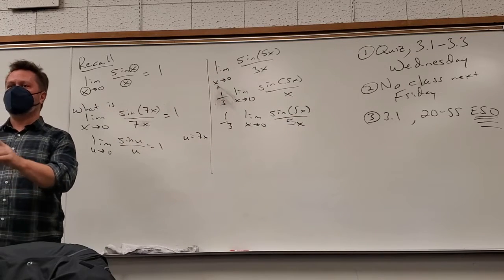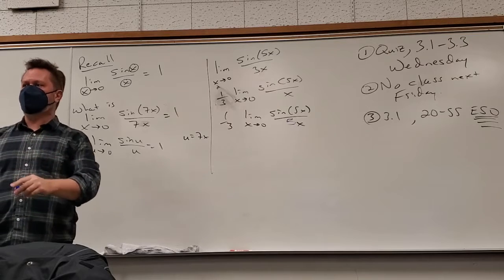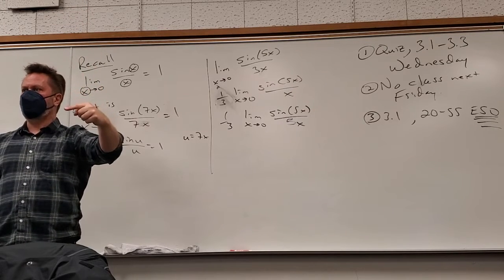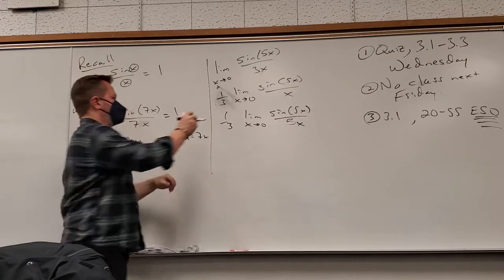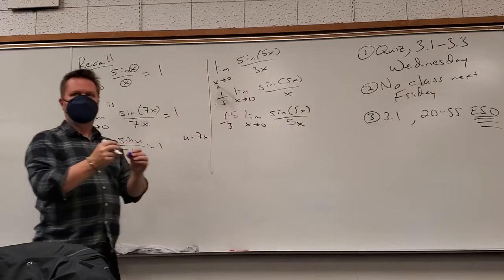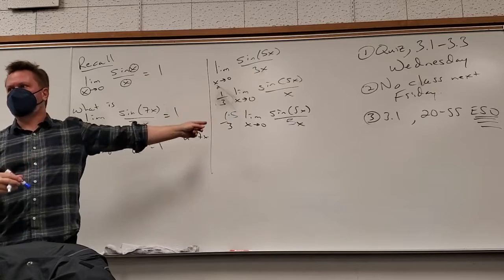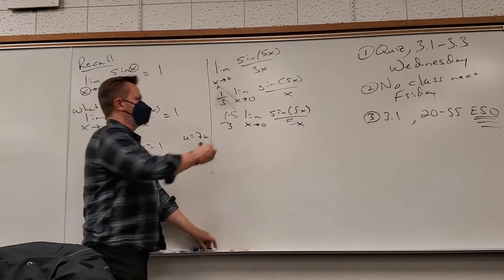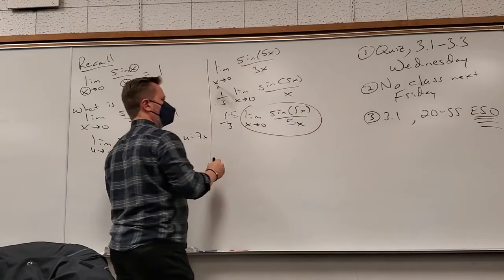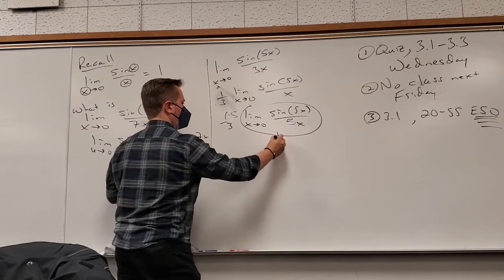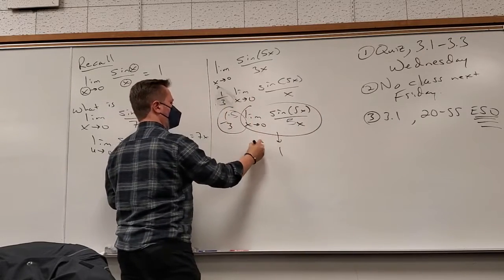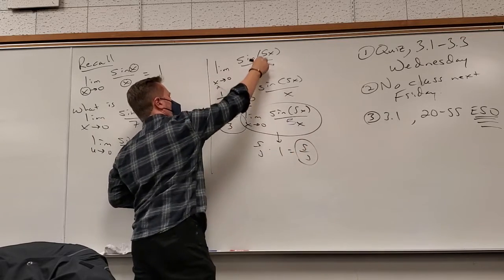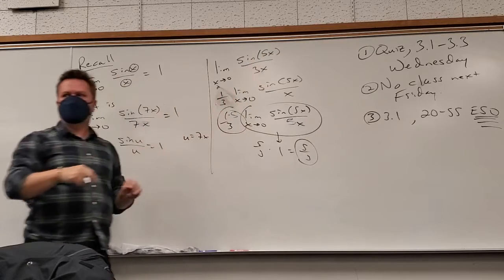No, I can do that as long as I also do what? What am I allowed to do, multiply the bottom of something by 5? If I also multiply the top by 5. Overall, did I just do anything? No. So what is this now? 1. And what's this? 5/3. So this limit is 5/3. You can sort of see the shortcut now, right?